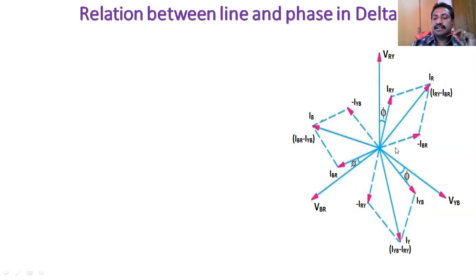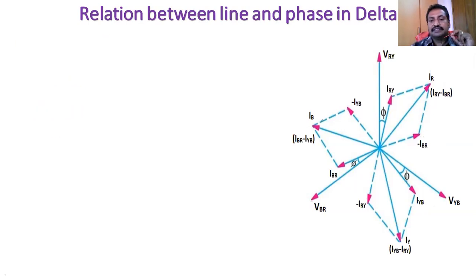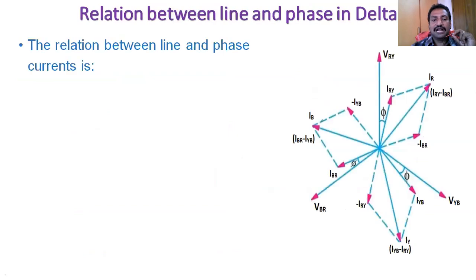But IRY, IYB, and IBR are phase currents, and we need line currents. How do we evaluate these line currents? For example, I want to determine the line current through R. As per KCL, what are the entering currents here? IRY is entering, but IR and IBR are leaving. So IR plus IBR is equal to IRY. Therefore IR is equal to IRY minus IBR.